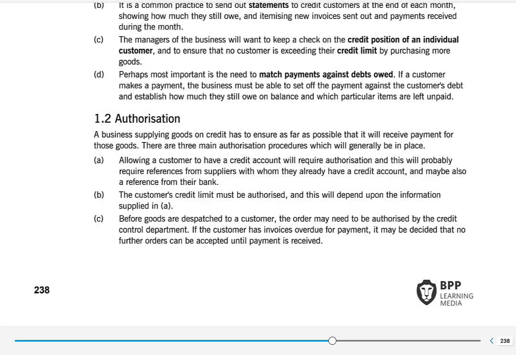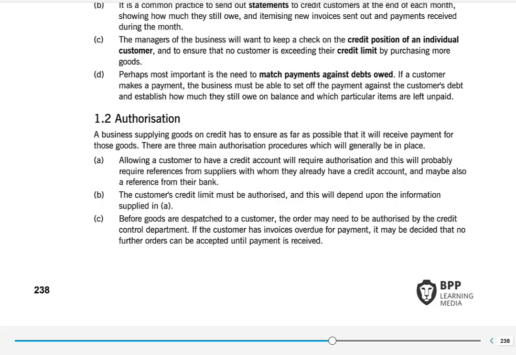Now, the book gives 3 main authorization procedures. Let us expand each one clearly. Procedure 1. Authorizing a customer to have a credit account. The book says that allowing a customer to have a credit account will require authorization. What this means in real practice: before a new customer is allowed to buy now and pay later, the business usually asks for information, such as the customer's full business name and address, contact details, the type of business they are in, how long they have been trading. Then the business asks for references.